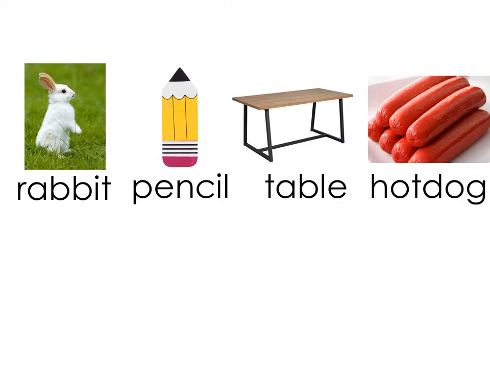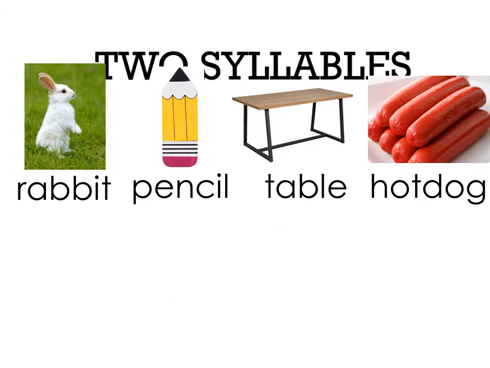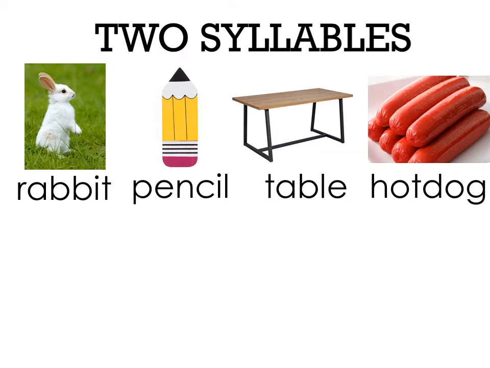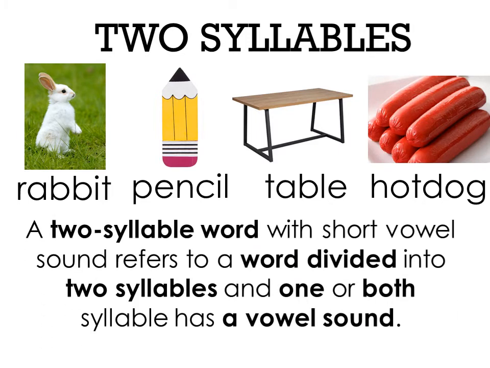So we can easily identify that these words, rabbit, pencil, table, hot dog, how many syllables do they have? Very good. They contain 2 syllables. And that would be our lesson for today. Words that have 2 syllables. So a 2-syllable word with short vowel sound refers to a word divided into 2 syllables and one or both syllables has a vowel sound.